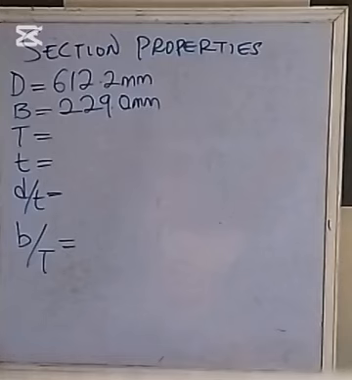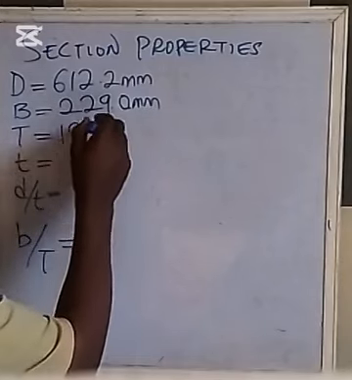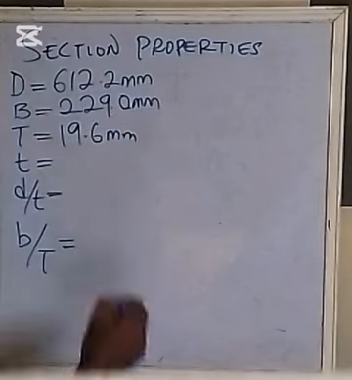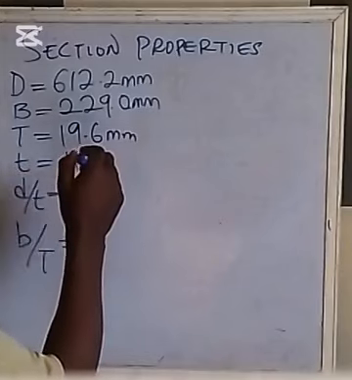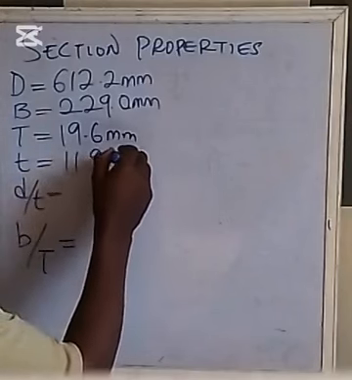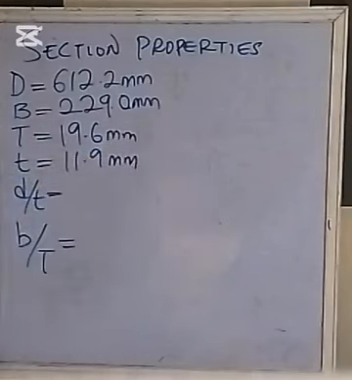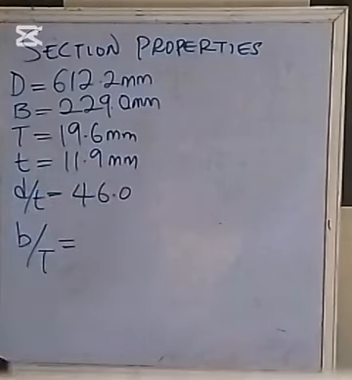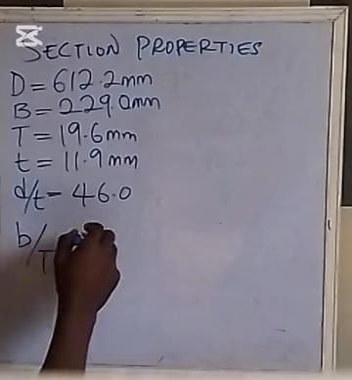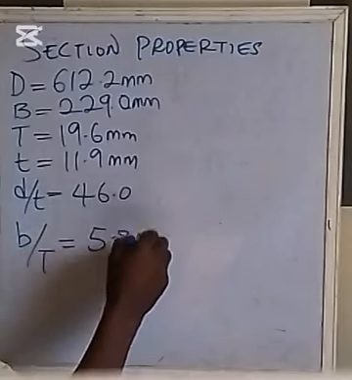The thickness of our flange is 19.6 mm. From the steel table also, the thickness of our web is 11.9 mm. So the ratio of local buckling for the web is 46.0, while the ratio for local buckling for our flange is 5.84.